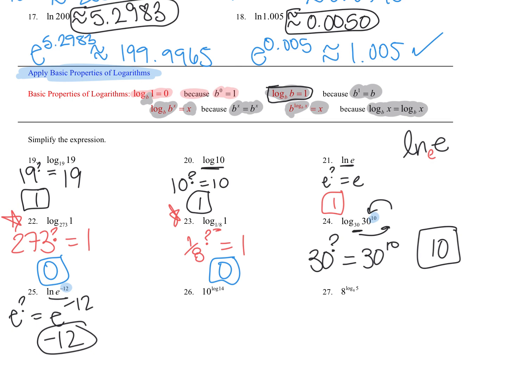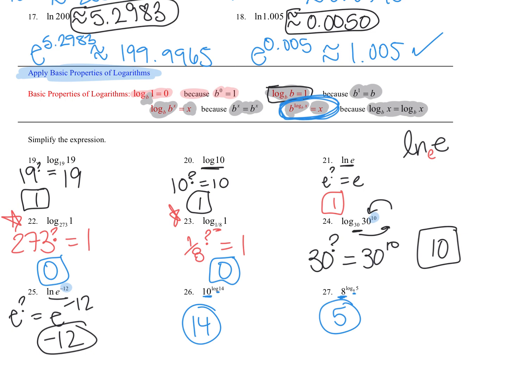All right. These next two, we're going to be applying the property here, which says if you have b raised to the log of x base b, it's going to equal x. And so the base here is 10 and the base here is invisible 10, which is just going to be 14. 27 follows. The base is 8 here. The base is 8 here. So we end up with just 5.